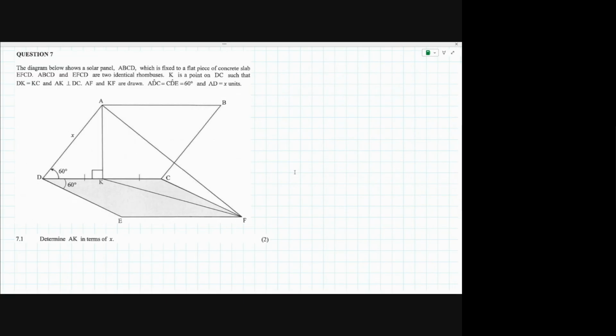Okay, I think we might get through a question here, but let's see what happens. The diagram below shows a solar panel, A, B, C, D, which is fixed to a flat piece of concrete slab. So here's our solar panel, A, B, C, D, which is fixed to our flat piece of concrete slab, which is the gray blocky at the bottom there, E, F, C, D. That's already been highlighted for us at the bottom. A, B, C, D and E, F, C, D are two identical rhombuses.